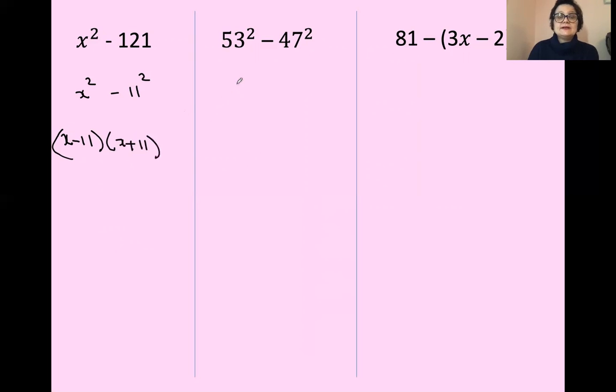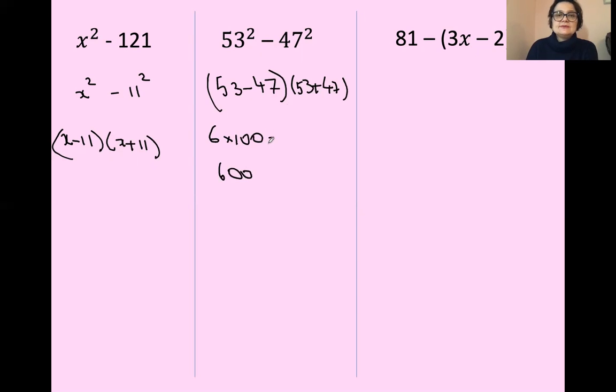Okay. Next one, again, follow exactly the same strategy that I followed in my first slide, although we deal with numbers, both of them are to the power of 2. So we go for the rule: 53 take away 47 in brackets, open the next bracket, 53 plus 47, close the bracket. Now 53 take away 47 is 6. 53 plus 47 is going to be 100, and so the final answer is going to be 600. No need to use the calculator.